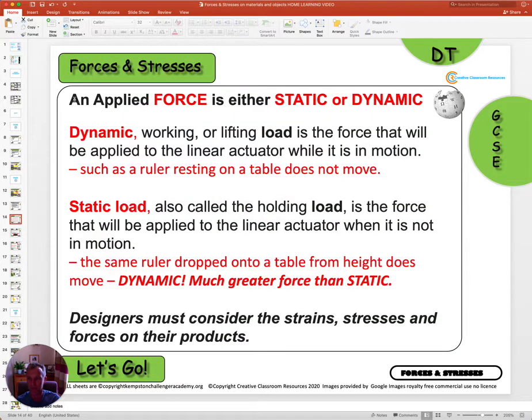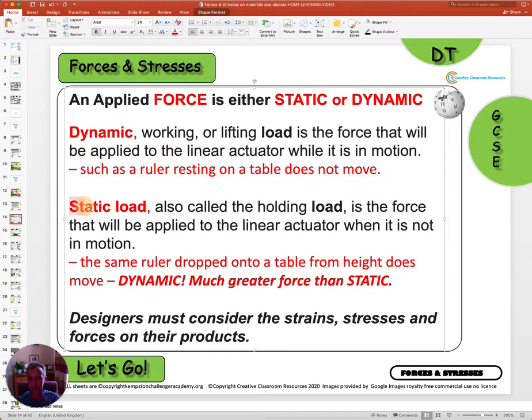Okay, so an applied force is either static or dynamic. Dynamic, working or lifting a load, is a force that will be applied to the linear actuator while it's in motion, such as a ruler resting on a table does not move. Okay, so this is a force applied to something that is in a dynamic position.